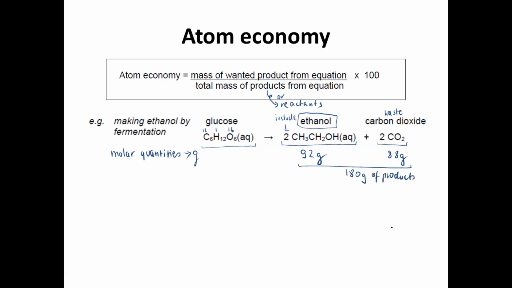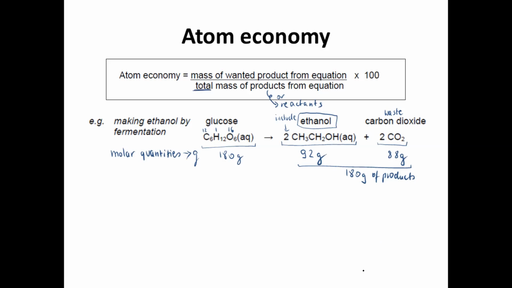And if you checked and worked it out for glucose on the left side, you have 180 grams as well. Why? Because the law of conservation of mass says the mass before the reaction needs to be equal to the total mass after the reaction. So that's what I meant earlier, that it doesn't matter if you use total product or total reactants, as long as it's the total mass, because it should end up the same.